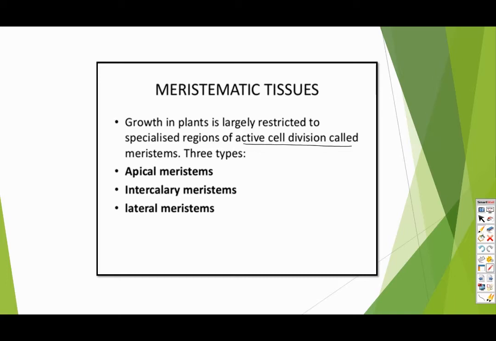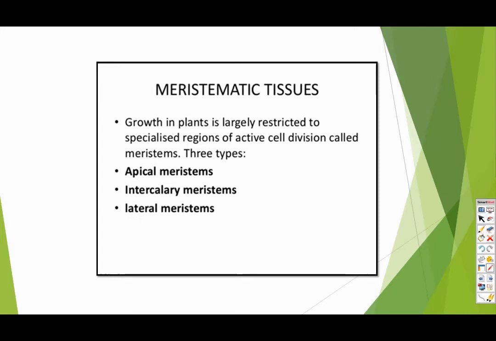Now, depending on the locations where they are present, we name them so. Depending on the positions where the meristems are present, we name them so. They are apical meristem, intercalary meristem, and lateral meristem. Now, what are these? Moving ahead, children, listen up.